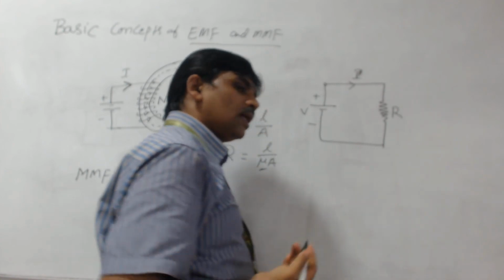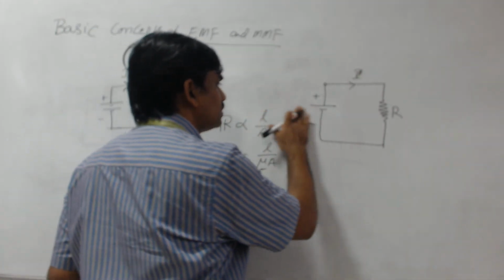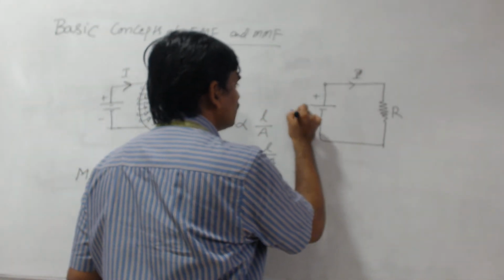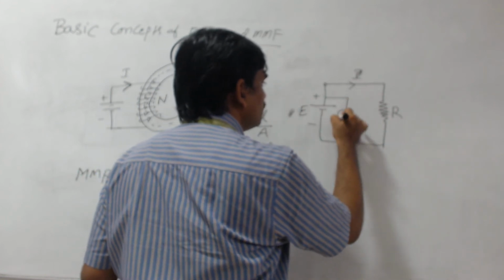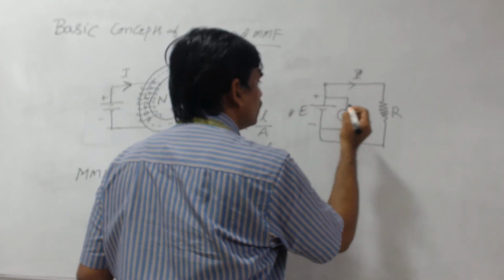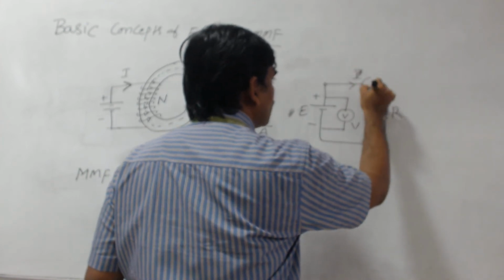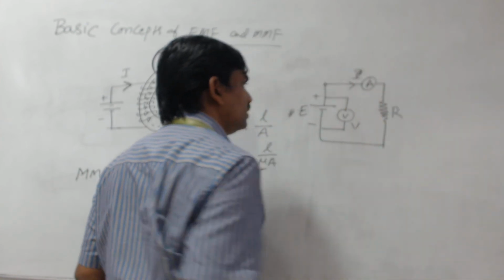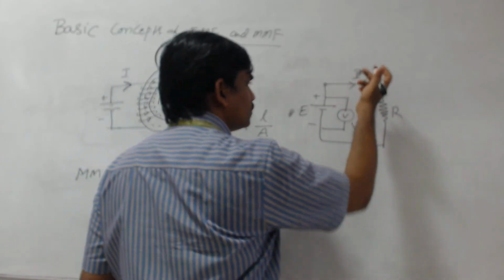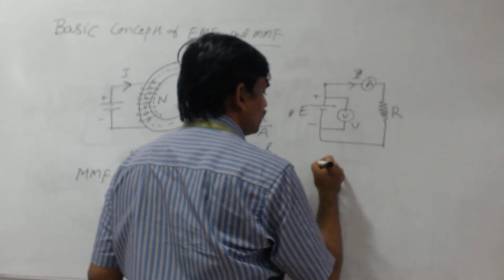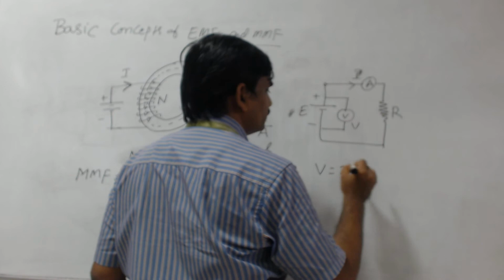This is the electrical circuit. Here the driving force is E. How do we measure this? By using a voltmeter, which gives the voltage. How do we measure the current? We provide an ammeter, which measures the current. So here V is equal to IR.